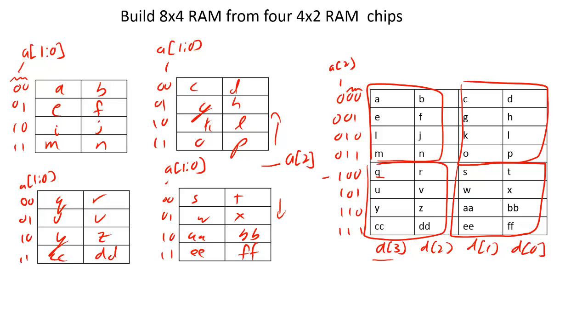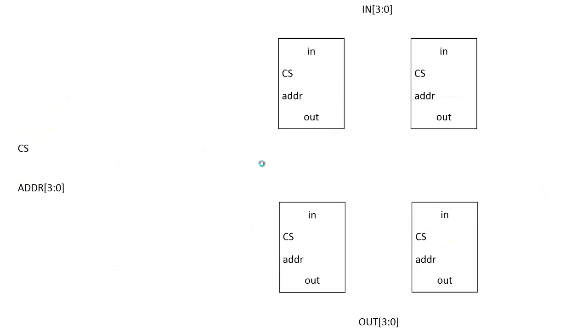I also know that these are all going to be data bit 3, data bit 2, data bit 3, data bit 2. And then this is data bit 1 and data bit 0, and then data bit 1, data bit 0. So that's the orientation arrangement that I want to use. I can build an 8x4 out of these 4x2s by simply allocating these bits.